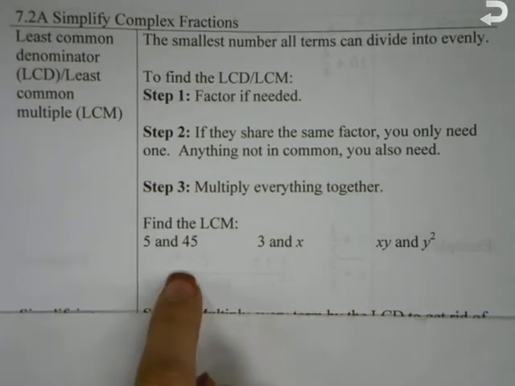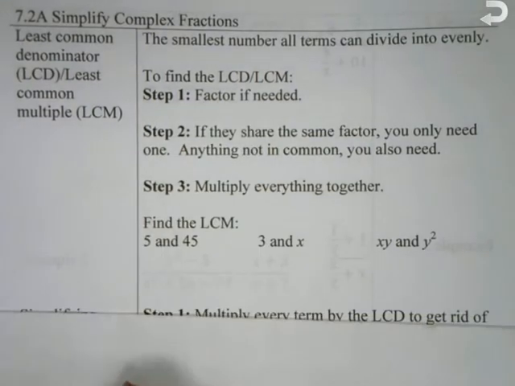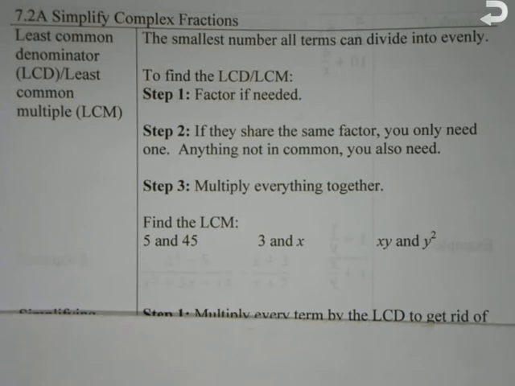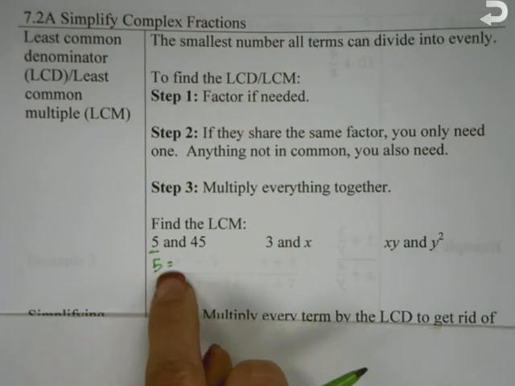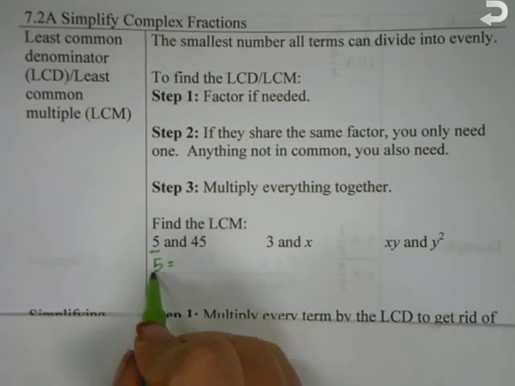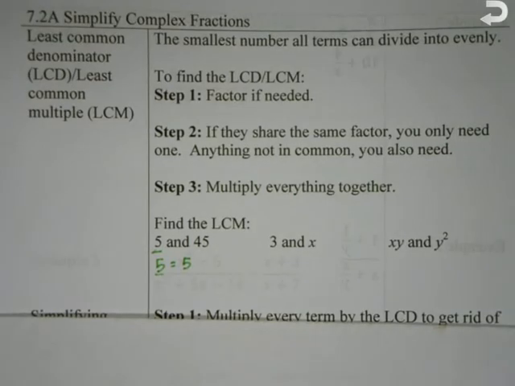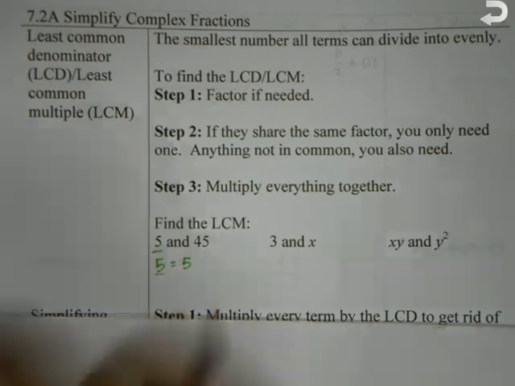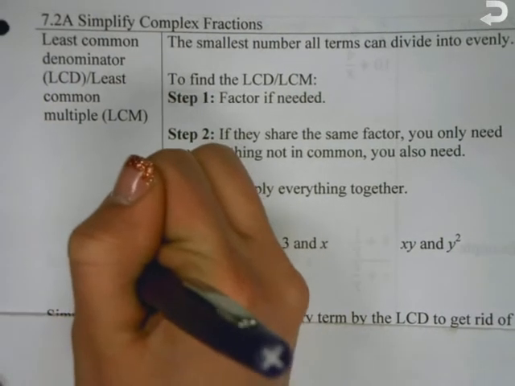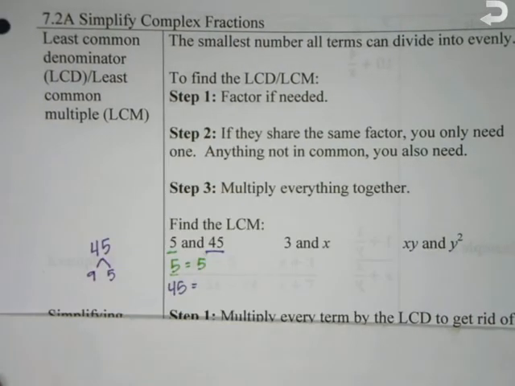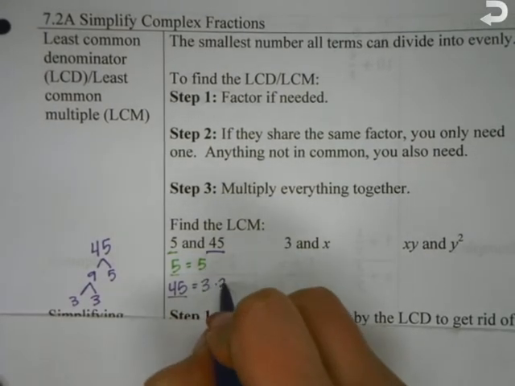Okay, so we're going to do the first example using the factorization, but after we do it once, you're not going to need to do it anymore. So let's look at 5. Does 5 factor down to anything smaller? No. So the only factor in 5 is 5, right? We're looking at prime numbers here. Okay, what about 45? How does that break down? Okay, let's do the factor tree. 45 breaks down to 9 and 5, and then 3 and 3. So how could I rewrite 45? 3 times 3 times 5, right?